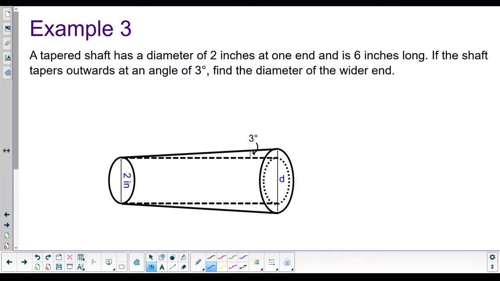So now it says we have a tapered shaft, don't giggle, that has a diameter of 2 inches, right there, diameter all the way across, at one end and is 6 inches long. So this way, I should have marked this. This whole length is 6 inches. If the shaft tapers outward at an angle of 3 degrees, find the diameter of the wider end.